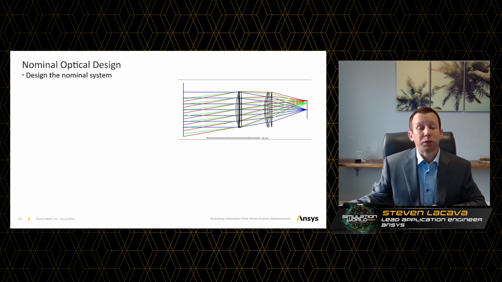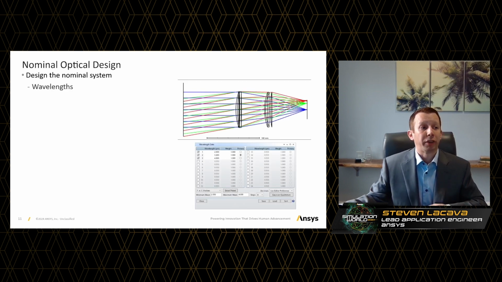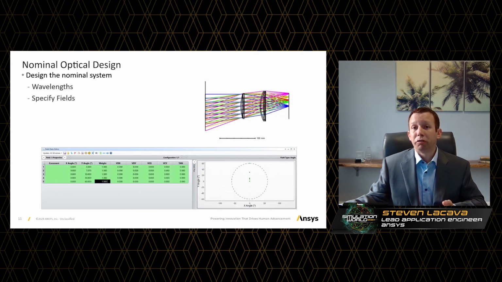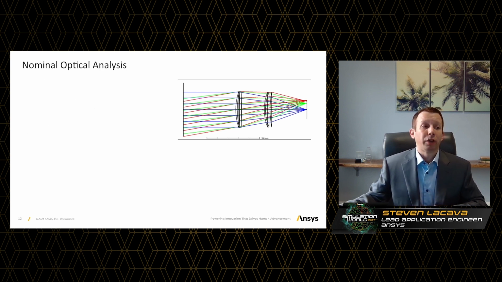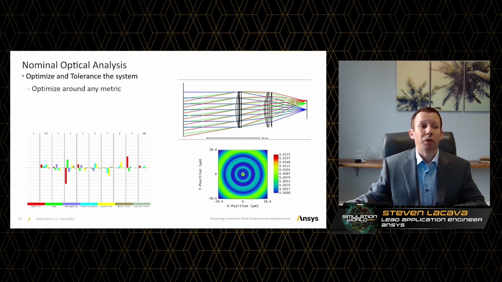So we start off the system just like we would any system. We start off with our nominal optical design. We're going to specify things like wavelengths, fields, apertures, any kind of coatings and materials in the system, all of which are going to be defined and brought in from an optical standpoint. The other nice thing is we have the ability to optimize around pretty much any parameter we choose, whether it be MTF, wavefront, point spread function, etc. in the system. We can also look at aberrations.